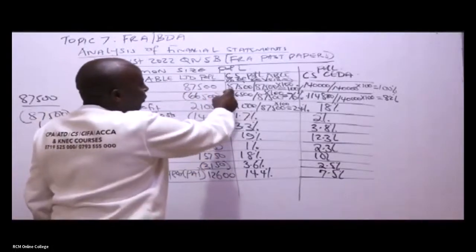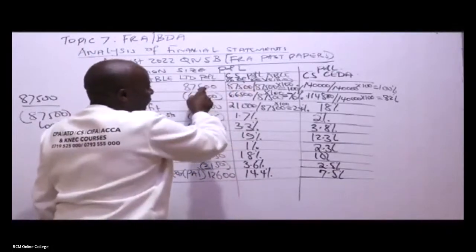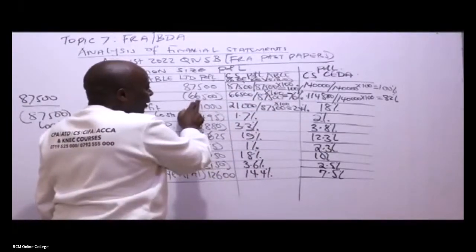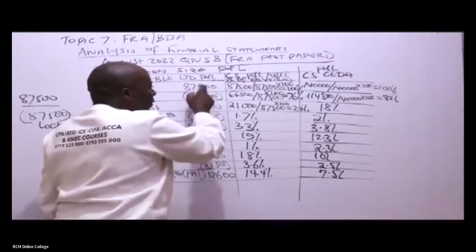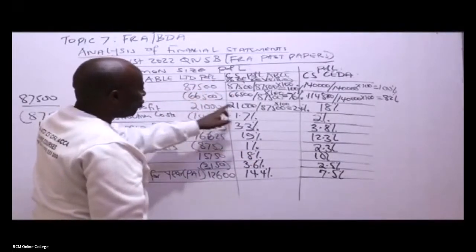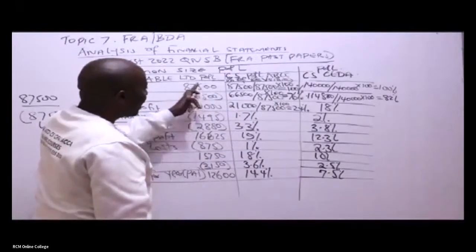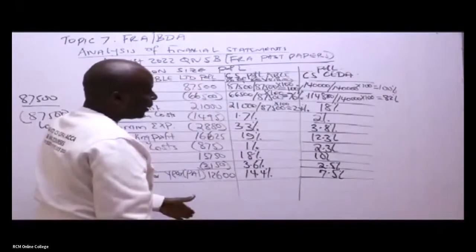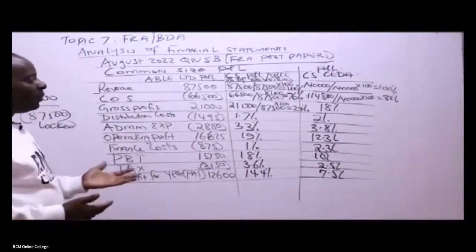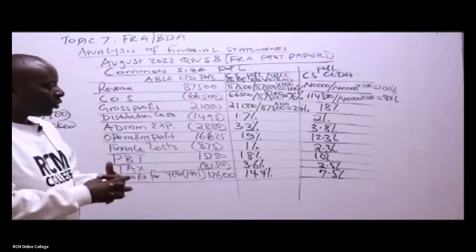We started with this one, 87,500, divided by the same figure, gave us 100%. We came to the second number. It has to be presented in the form of the revenue for Able. So 66,500 divided by this. 21,000 divided by this, this is the common, the baseline for all the numbers. And then you say times 100. Once you get a few, Basoga will be able to watch this video later on.